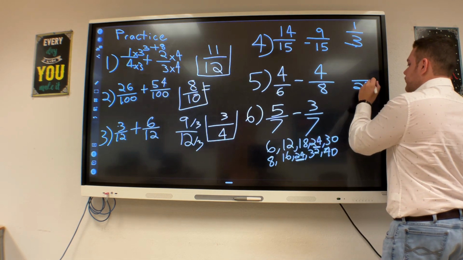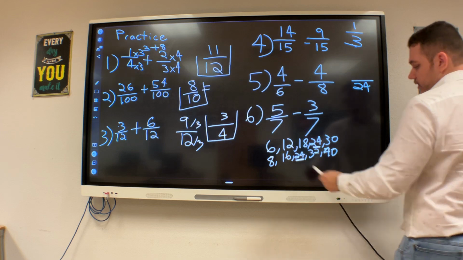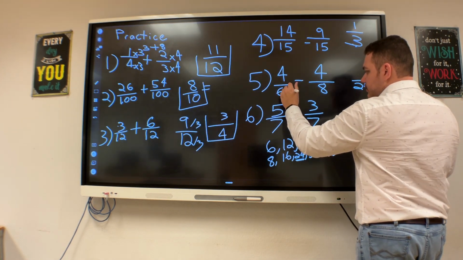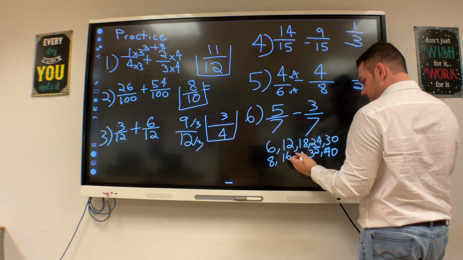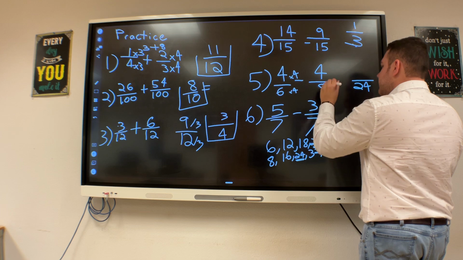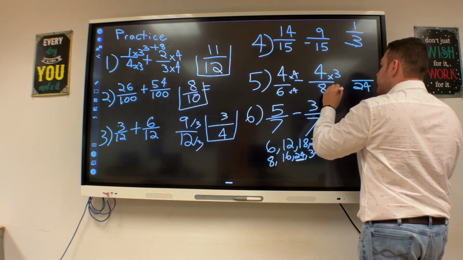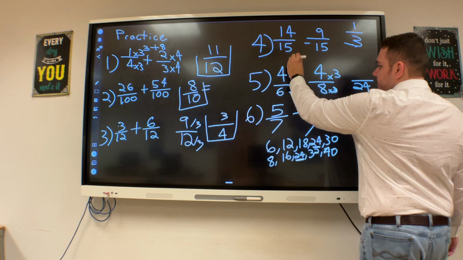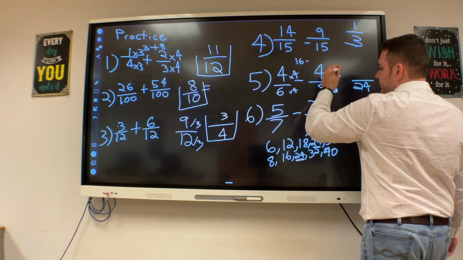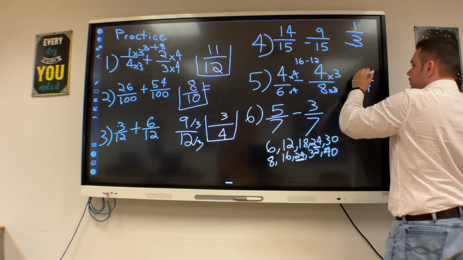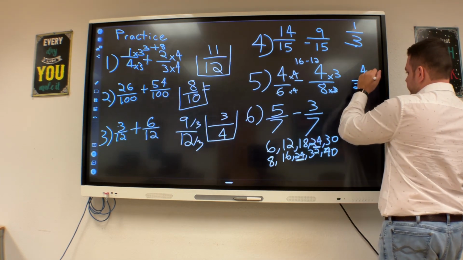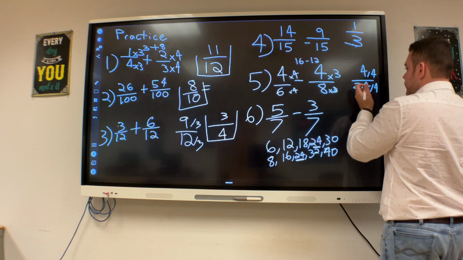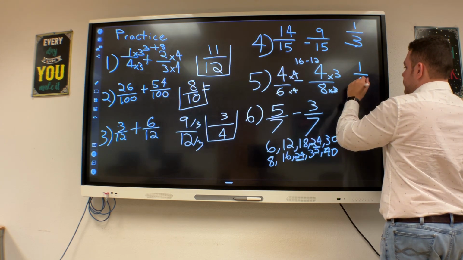So, to get 24, like I said, 6 times 4. 4 times 4. And then 8 to get 24 is multiplied by 3. So multiply by 3 to the top. 4 times 4 is 16. Minus 4 times 3, which is 12. 4. So 4 24ths, well, let's see, we can simplify that down, because that will divide by 4, and so will 24. And that is 1/6.